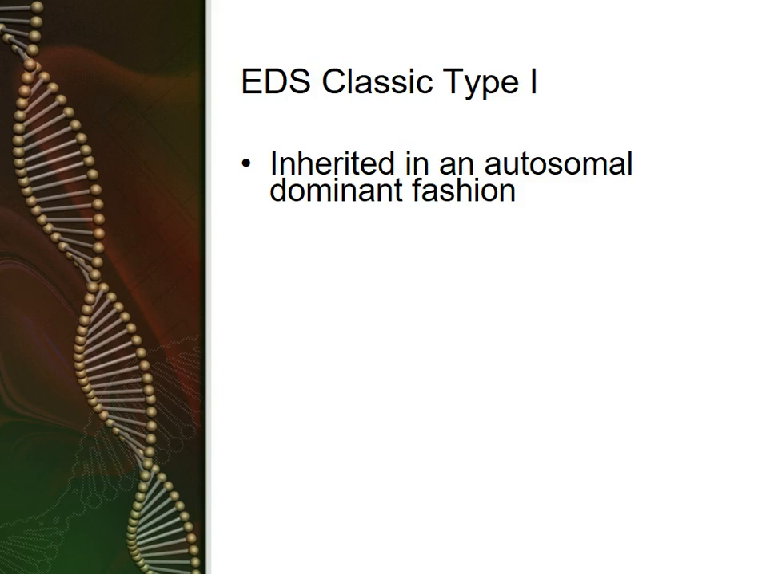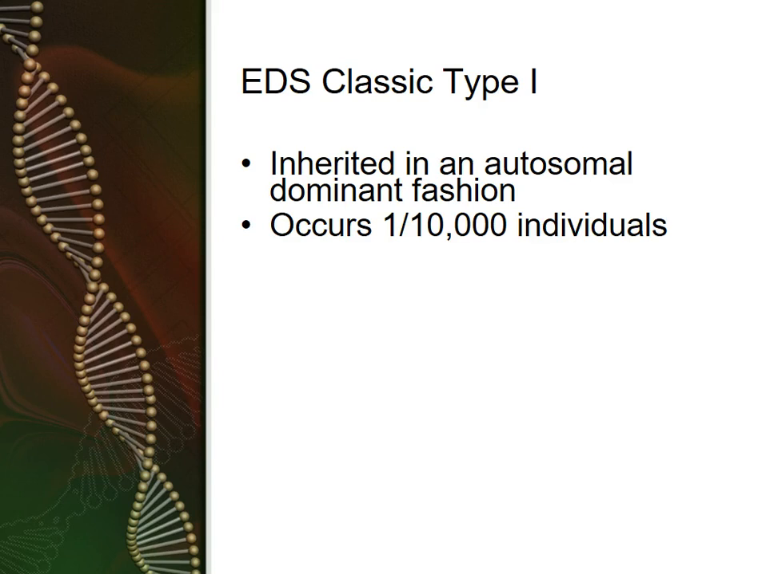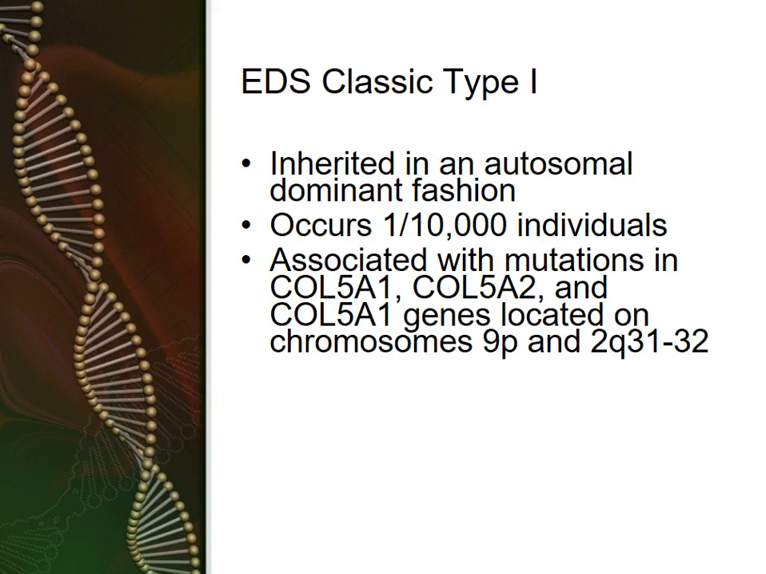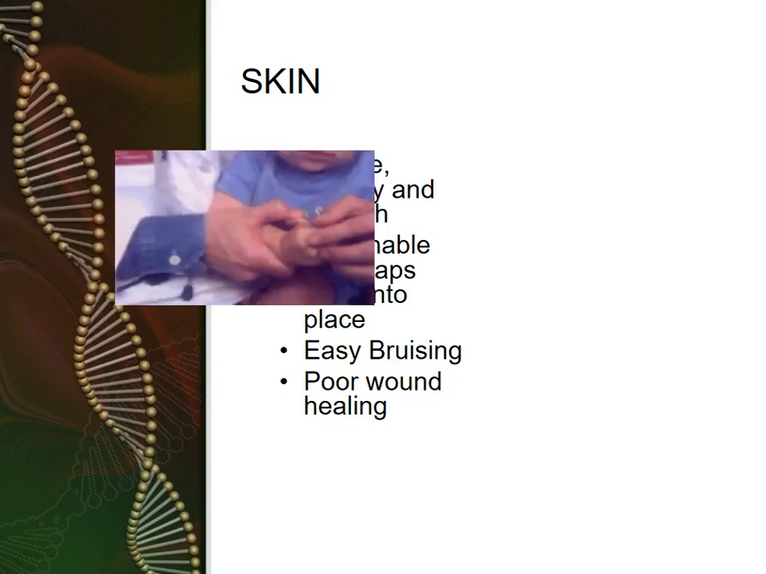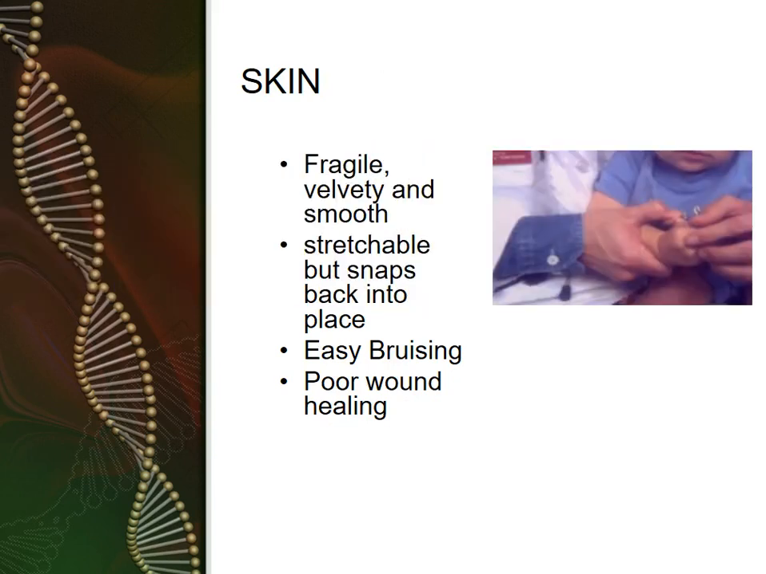So, Ehlers-Danlos classic form type 1 is inherited as dominant. It occurs in about 1 in 10,000 individuals, and it's associated with changes in the collagen 5A1, 5A2, and they're located on chromosomes 9 and 2. Mutations of one of these two genes is identified in approximately 50 to 90% of patients that fulfill the clinical criteria for Ehlers-Danlos syndrome. So the skin is velvety.